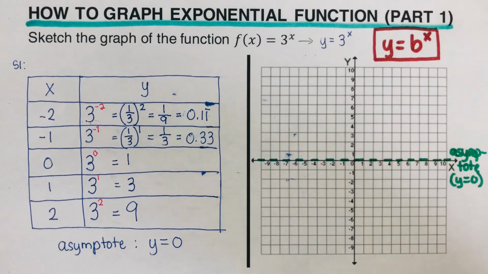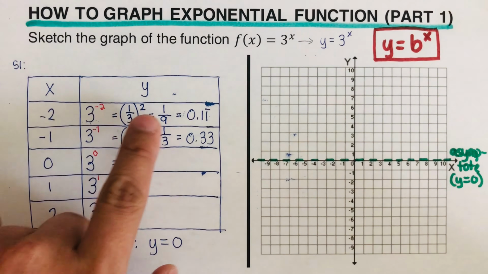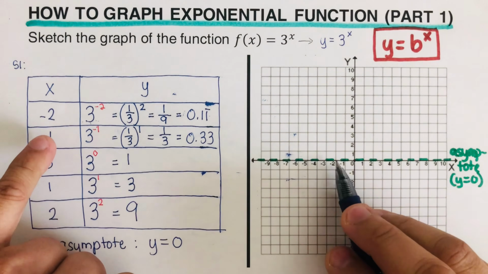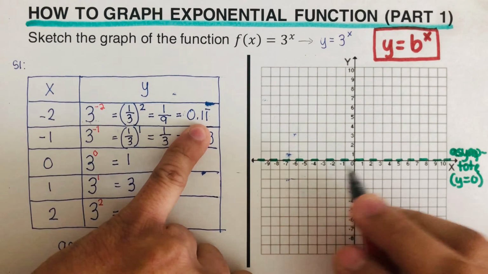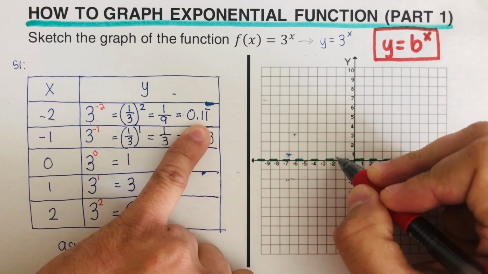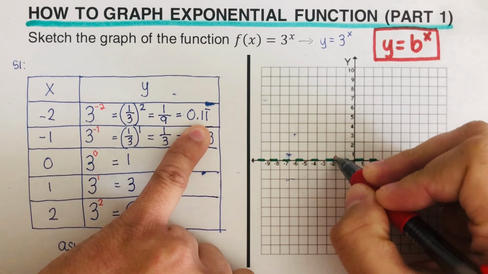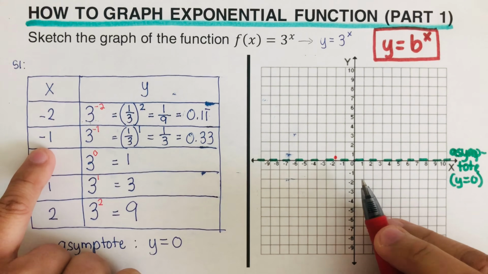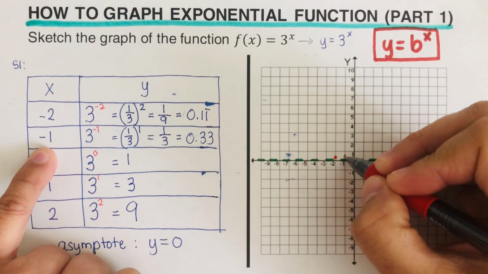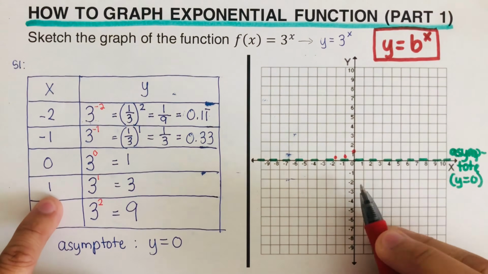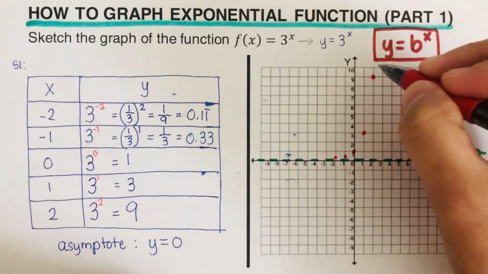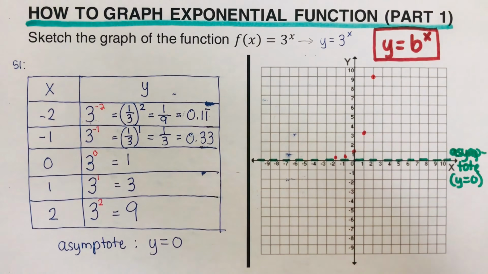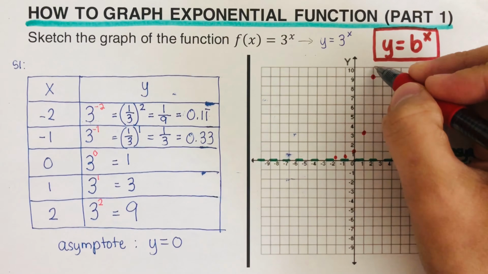So the next thing that we're going to do is to use these values that we have here. So we start with -2. So that's -2. It goes with 0.11. So 0, that's 1 right there. So 0.11 should be a little close to 0. So it should be somewhere around here. And then I will have to plot the rest of them. Okay, so I've plotted the points. Now I'm ready to connect these points together.